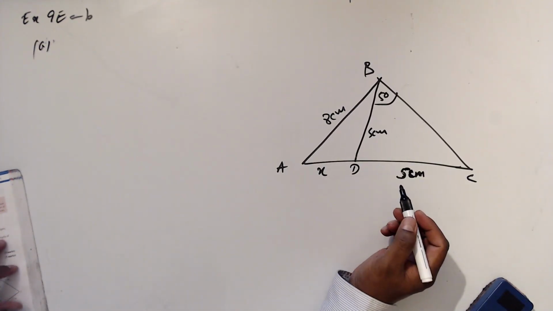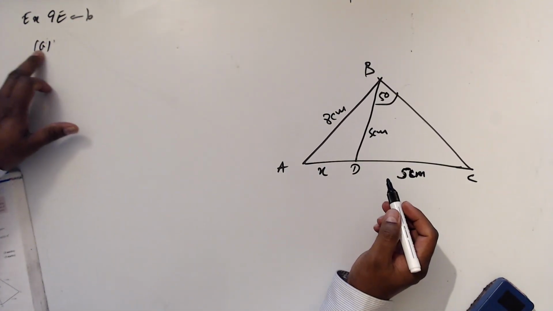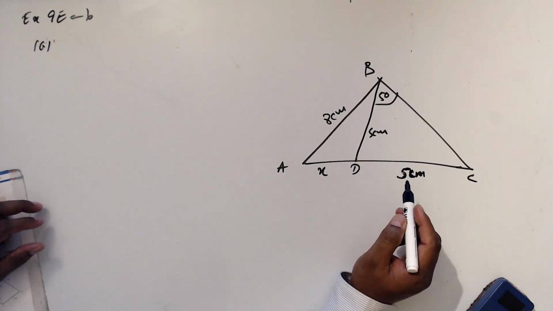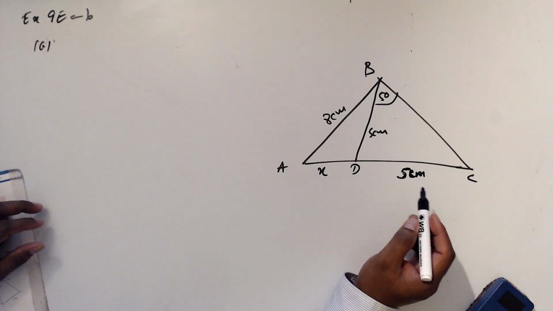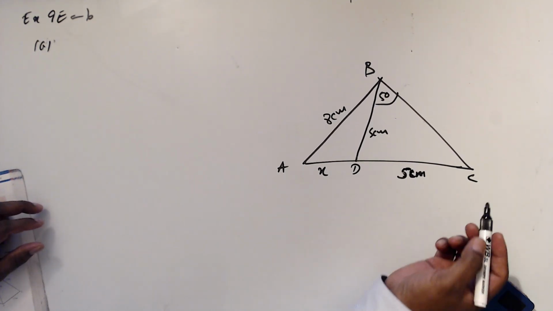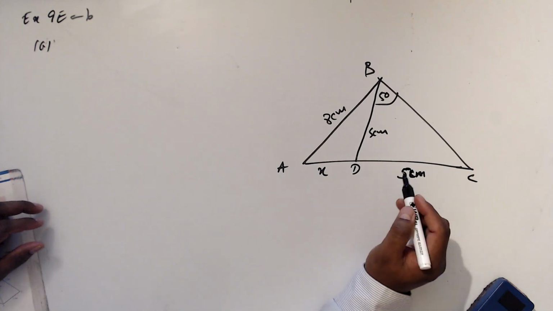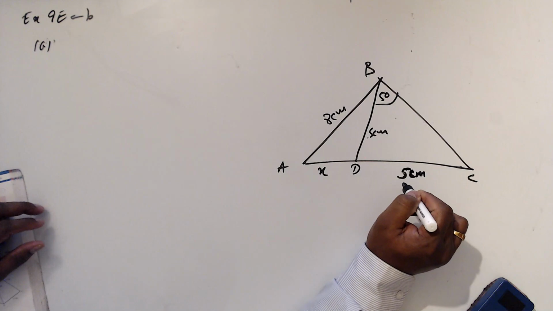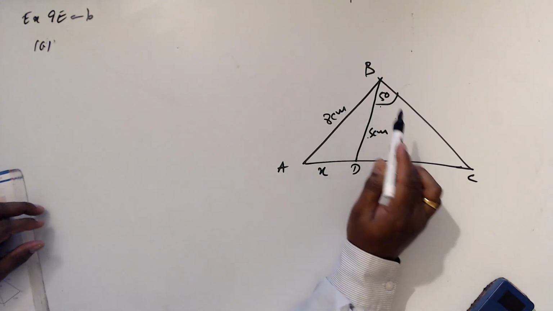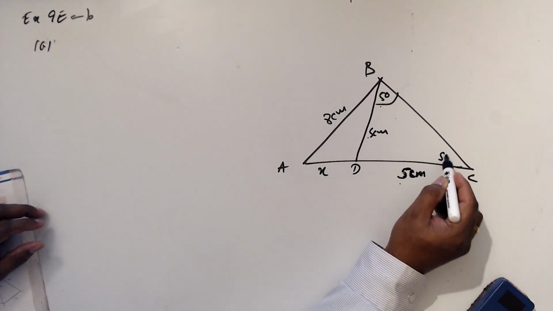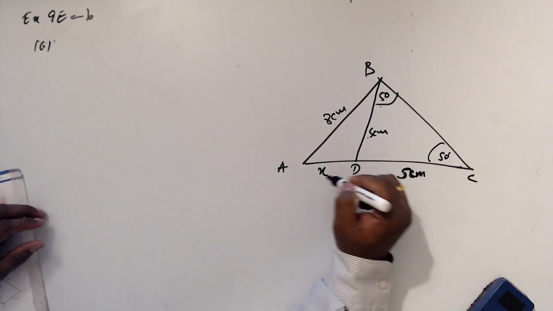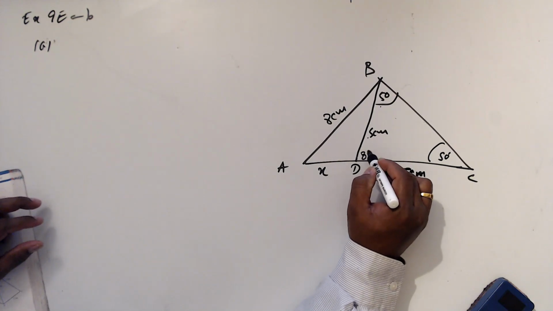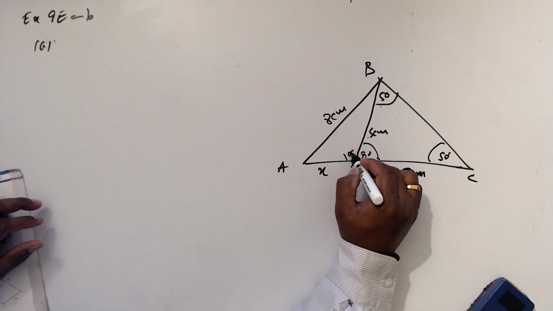Question number 6a. I draw this one. This is 5 centimeter, 5 centimeter. This is 50 and this is isosceles because of this 50. So I need to find x. Then this is 50, 50, 100. This is going to be 80. If this is 80, this is going to be 100 as well.